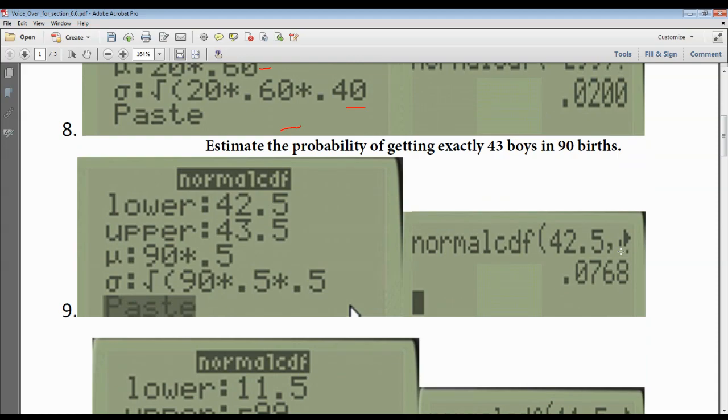Number 9, here's what I call the easy ones, exactly 43. You've got between 42.5 and 43.5. You know how to do the mean, n times p, and then we're talking births, so they didn't tell us the probability, but we know from way back when, the probability of a boy and a girl is the same for our work. It's 0.5.